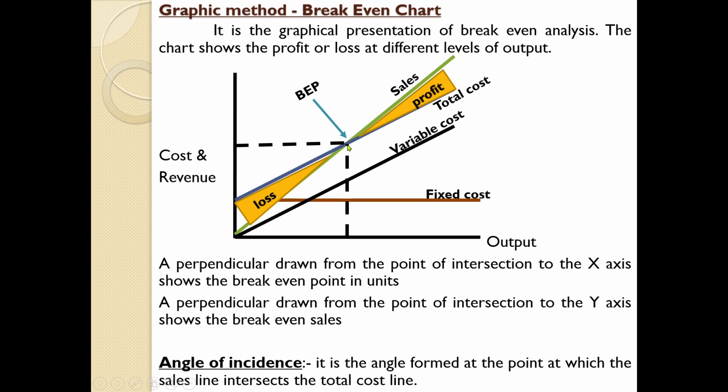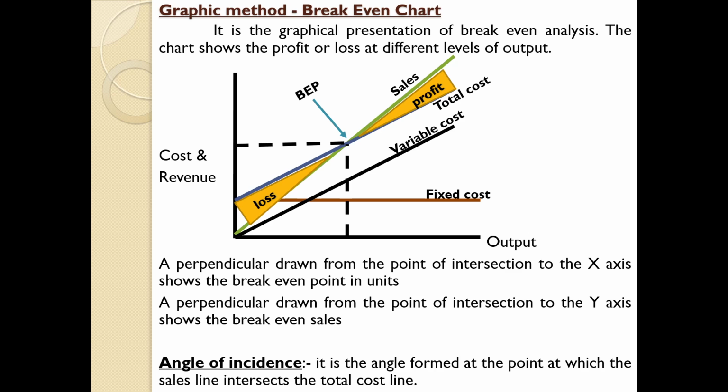And next one, angle of incidence. Angle of incidence is the angle formed at the point at which the sales line intersects the total cost line. See, this angle here is known as the angle of incidence. I hope you know what is meant by an angle. So this is how a break-even chart is to be prepared. Just go through the theoretical aspects and try to work out some preparations of break-even charts.